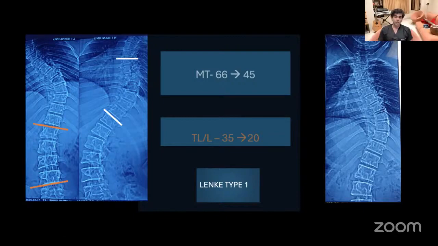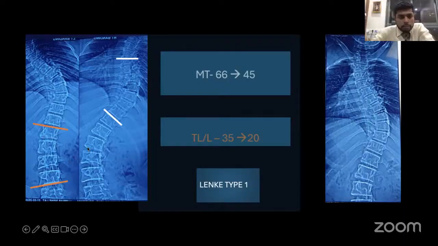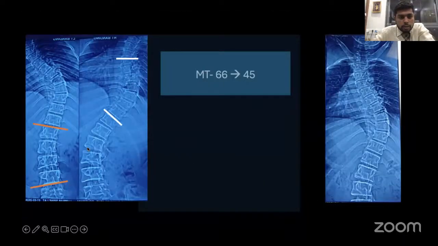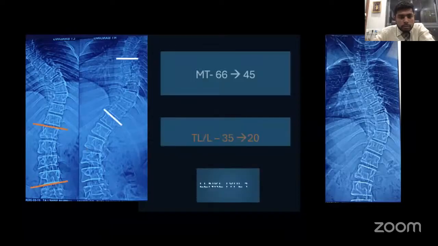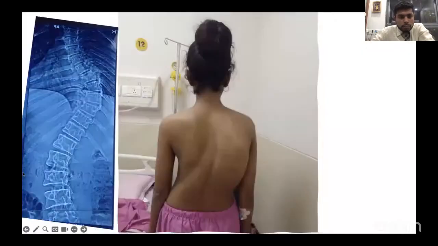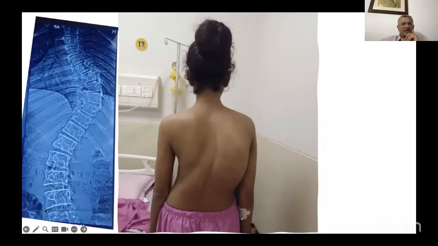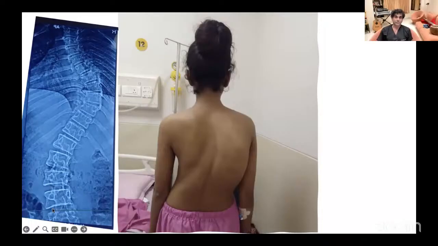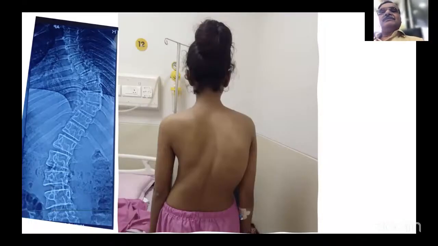Arjun, what do you think? 1AR or 1AL? These are bending films, so straighter films for the classification. But if you see here, it's definitely 1AL. This is completely rotated away. So it's a bending, favorable tilt of the L4.